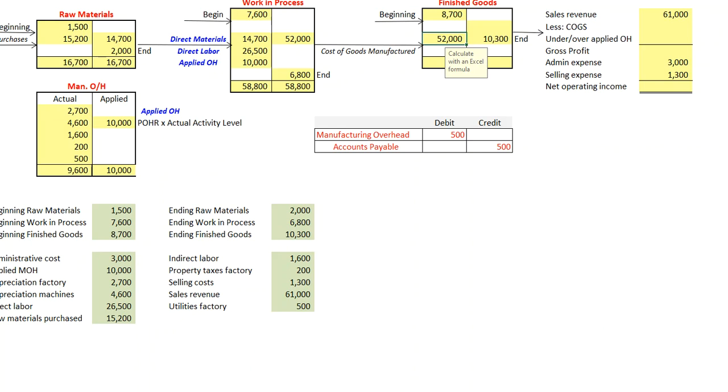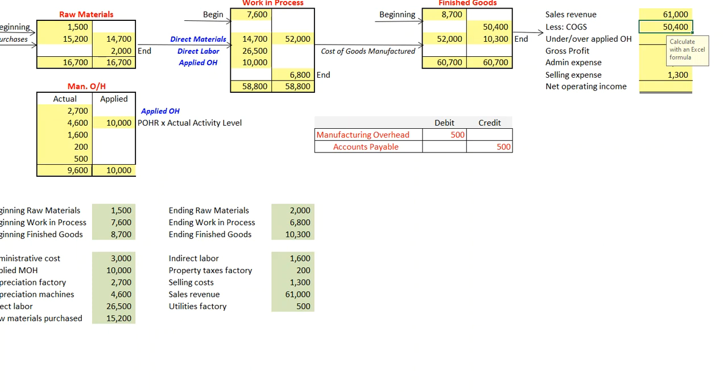Beginning finished goods of $8,700 plus the 52 gives us $60,700 available for sale. And again, we'll account for that whole thing. So the right-hand side has to equal the left-hand side. If we've got $10,300 left over, that means our cost of goods sold had to be $50,400, and that of course moves directly to the income statement.